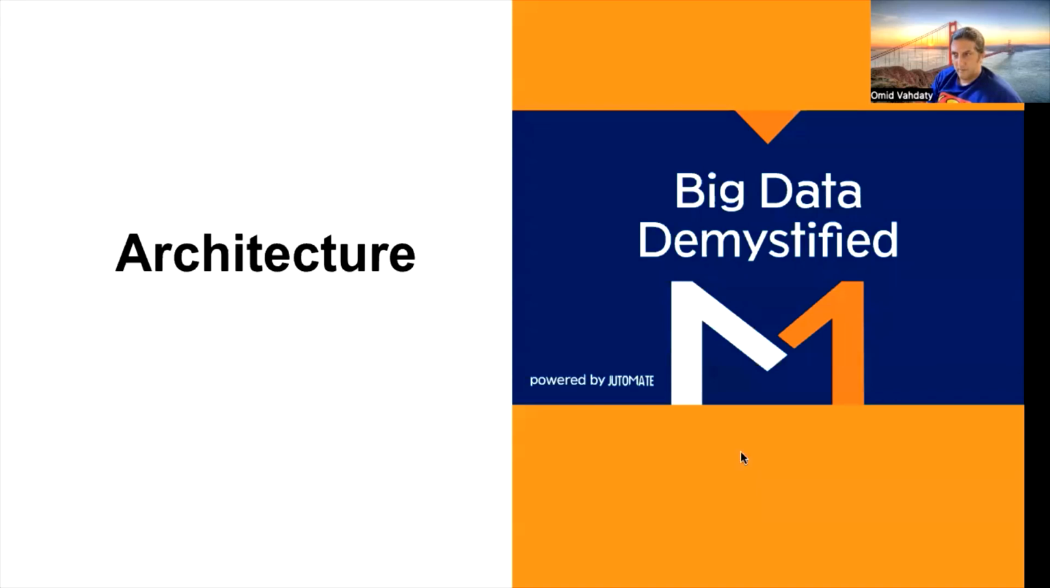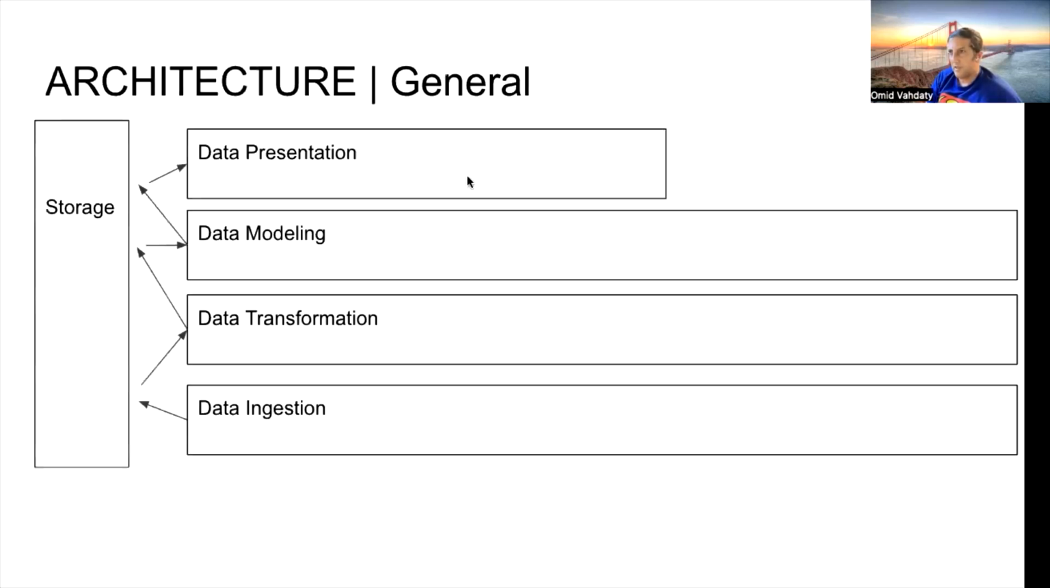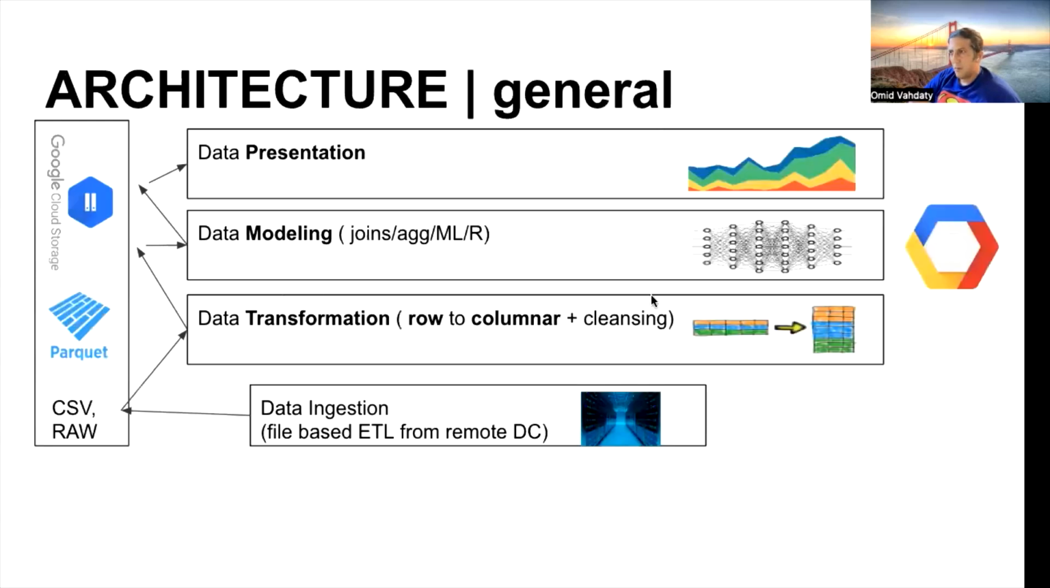Another aspect of cost reduction is your architecture. Essentially, a big data architecture, a general one, mind you, is all about 5 layers. The storage layer, ingestion, transformation, modeling, and presentation. What does it mean? Ingestion is a layer in your architecture that is in charge of getting the data from the source to the target. Or the target could be in cloud storage.